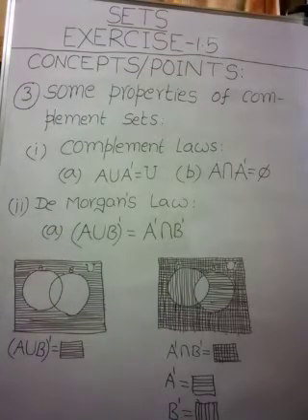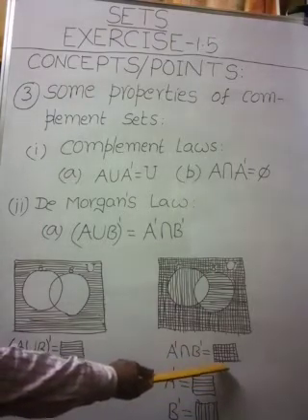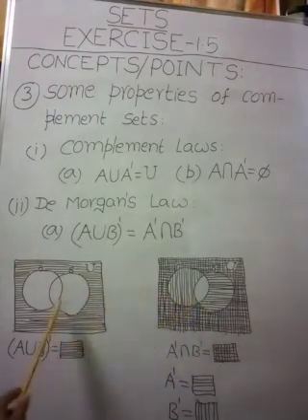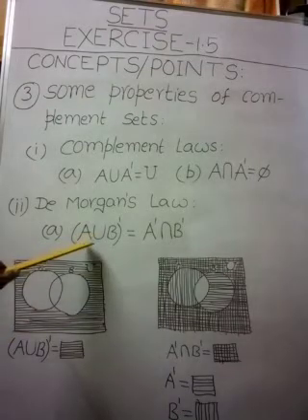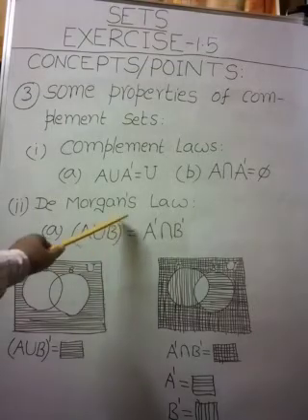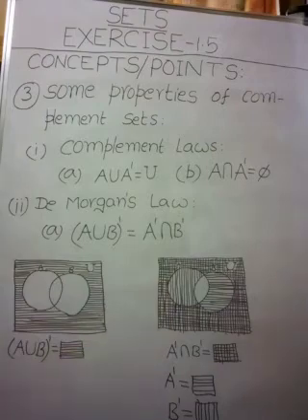B complement is denoted by vertical lines. The combined portion is nothing but this portion. If you observe in these two diagrams, the shaded region is the same. The shaded regions are the same. That is why we can say that (A union B) whole complement is equal to A complement intersection B complement. Okay, my dear children? Right.